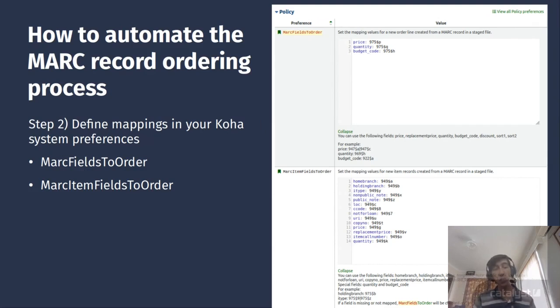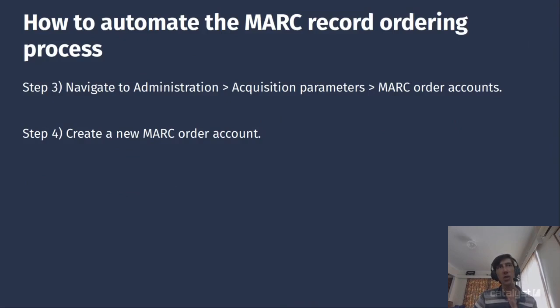Because what we're doing with this whole new feature is we're going to be able to create new acquisition baskets and orders from the MARC files that we upload. So we have to tell Koha, for this specific MARC subfield, create an order and set the price of that order to whatever's in the 975p subfield. It gives examples below these two system preferences for what fields you might want to use for price, quantity, budget code, and so on. So you add the different settings that you want in here, and you save that. And then what we want to do is create a new, what's called MARC order account.